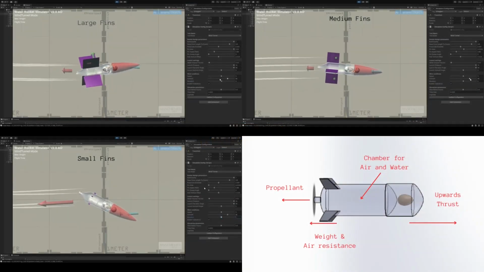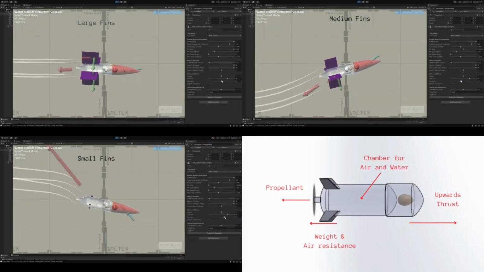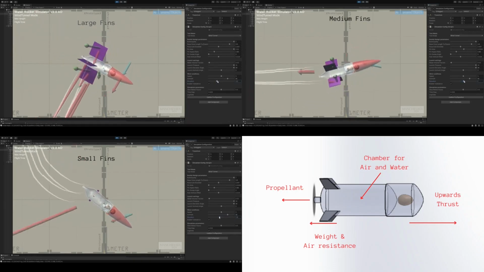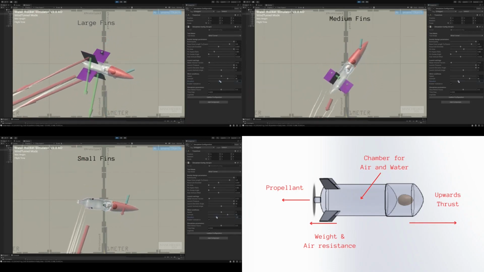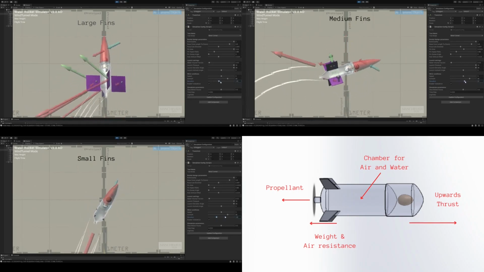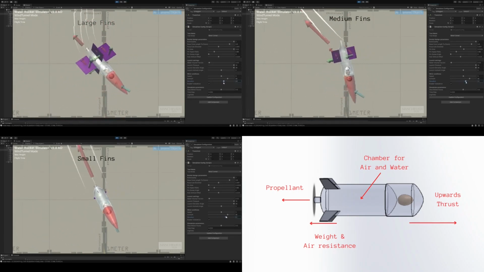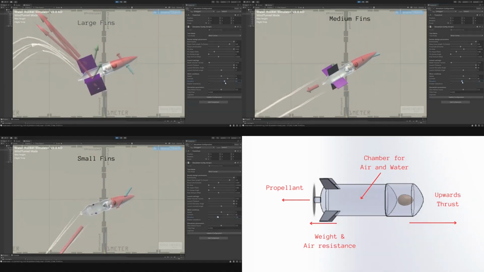The area of the fins also affects the stability of the rocket. If the fins are too small, the force is too small to stabilise the rocket, but if the fins are too large, this can cause excess drag, which may destabilise the rocket. Therefore, we have to use an area between these 2 points that will keep our rocket directionally stable.